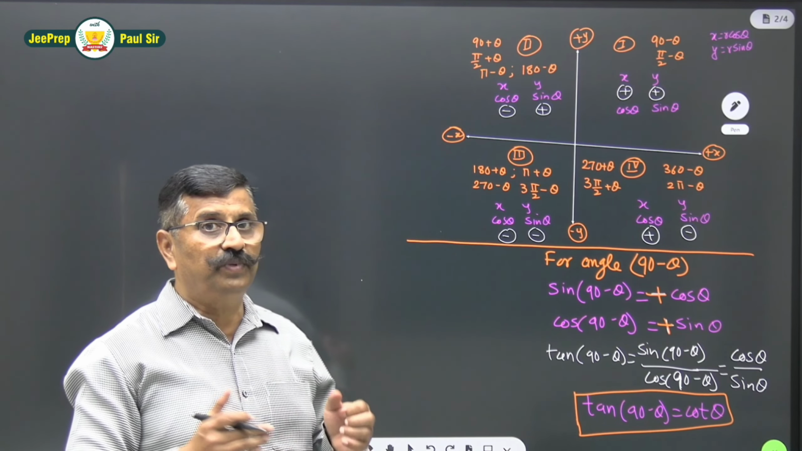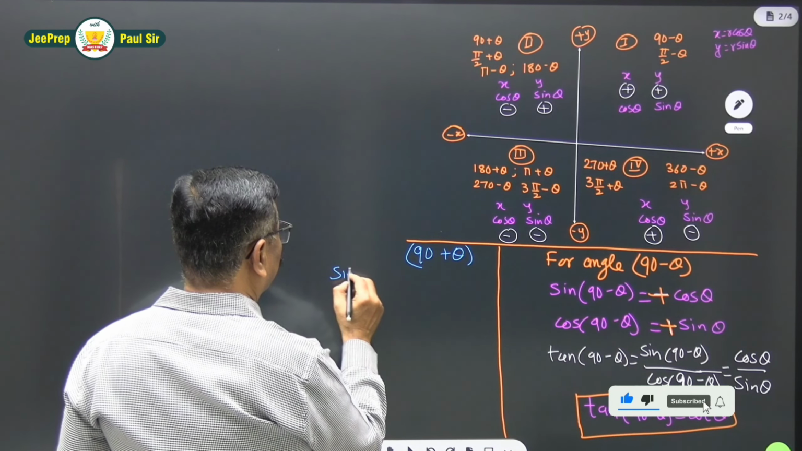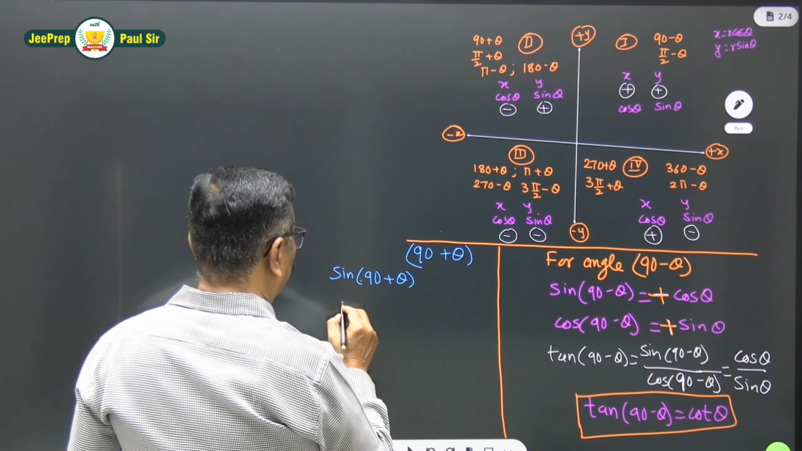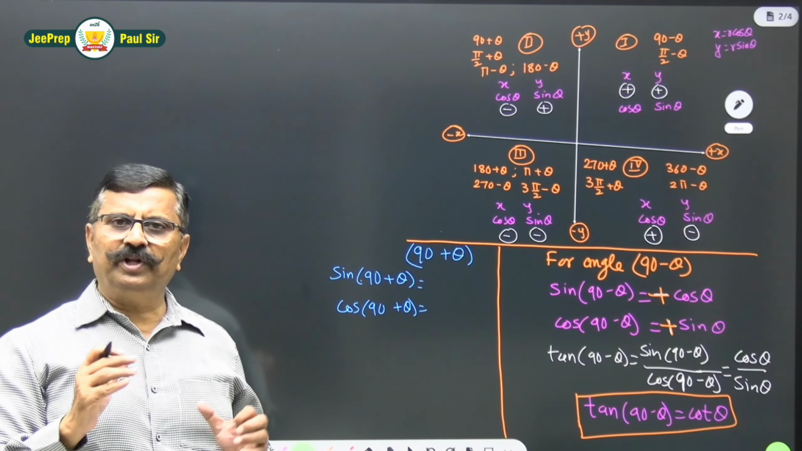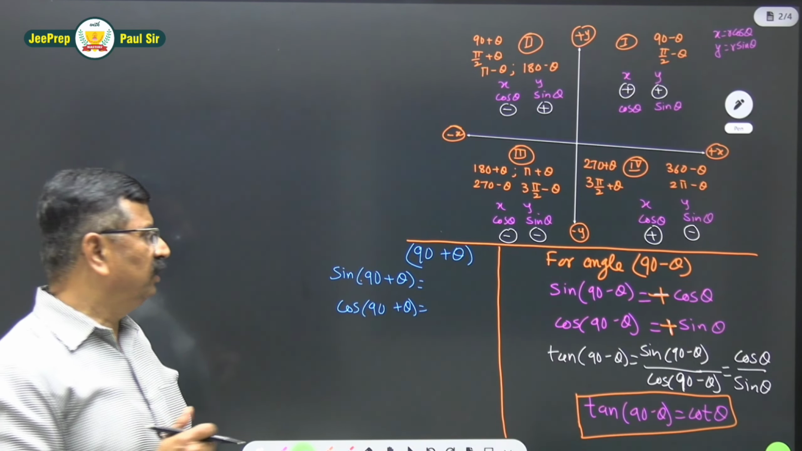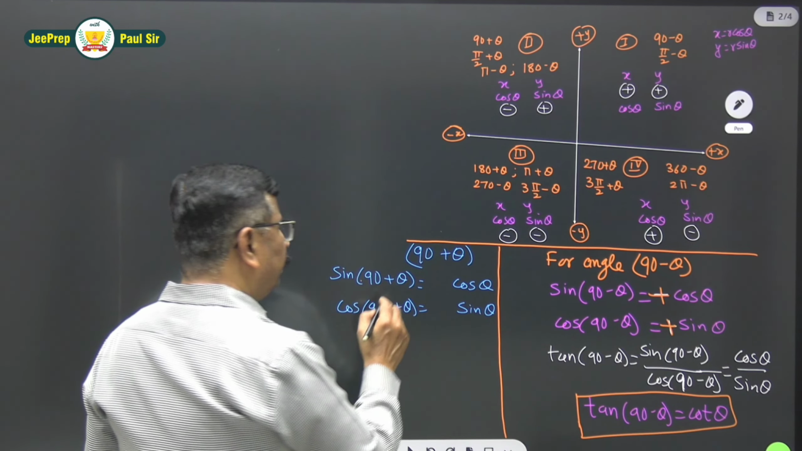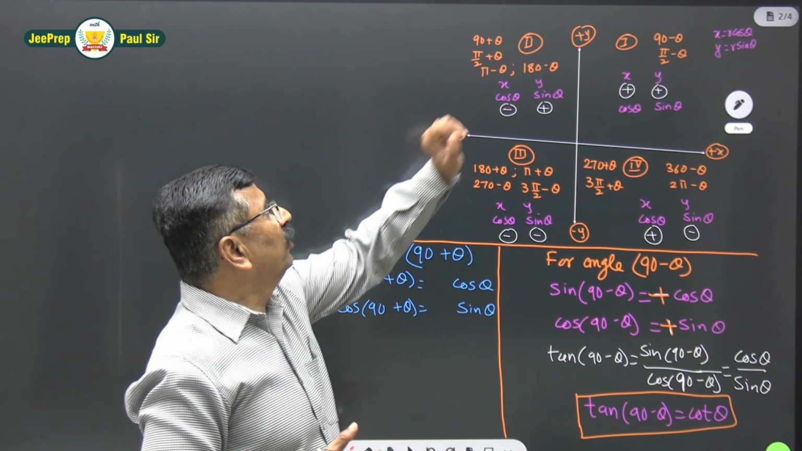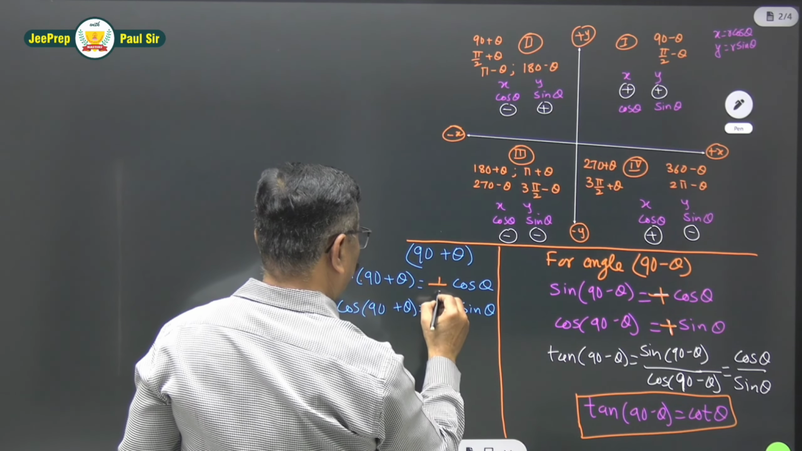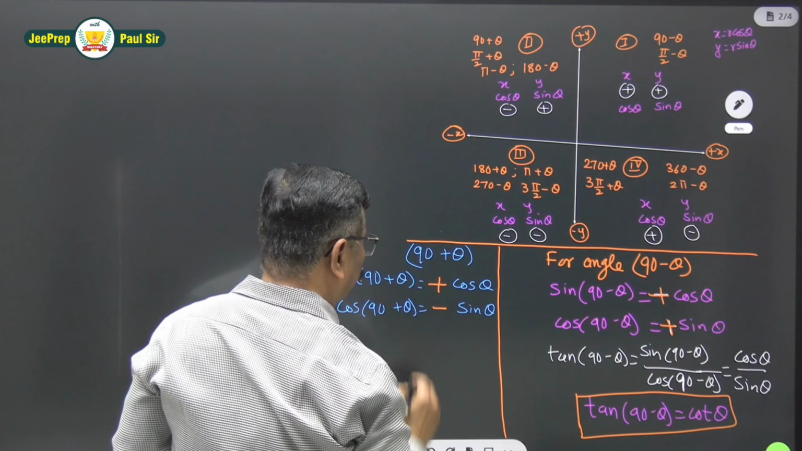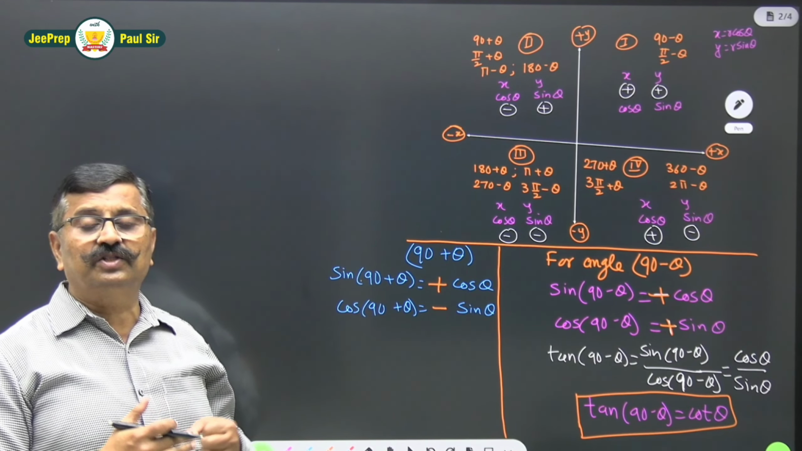Now, let's proceed to 90 plus theta. For 90 plus theta, we will write here sine 90 plus theta and cos 90 plus theta. As I told you earlier, for 90 plus or minus theta, sine becomes cos and cos becomes sine. Write it exactly opposite. But 90 plus theta lies in the second quadrant. In the second quadrant, sine is positive, so this will be positive, and cos is negative, so this will be negative. Therefore, sine 90 plus theta is plus cos theta, while cos 90 plus theta is minus sine theta.